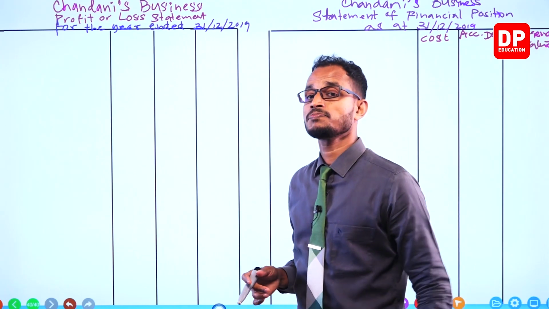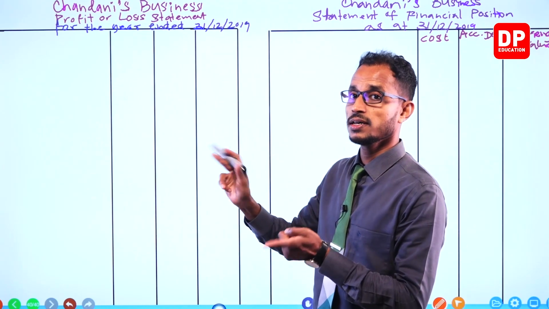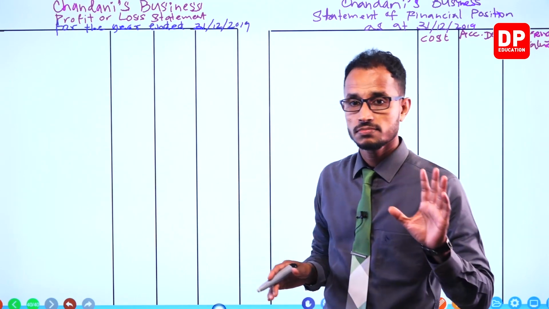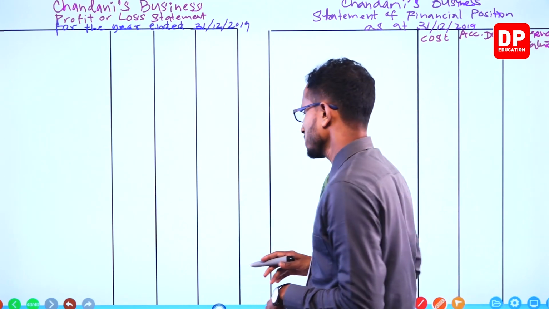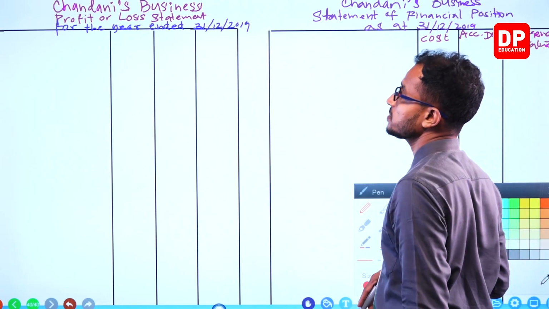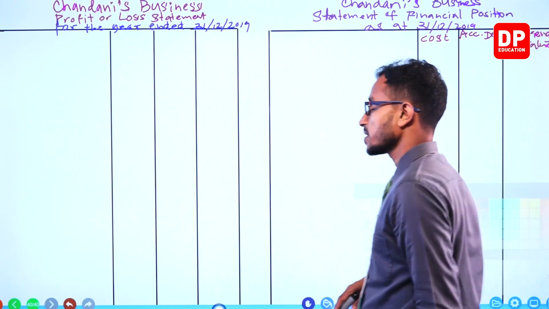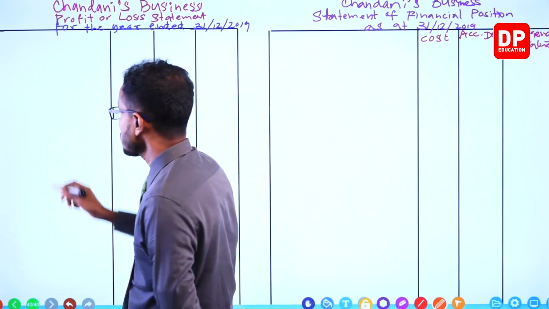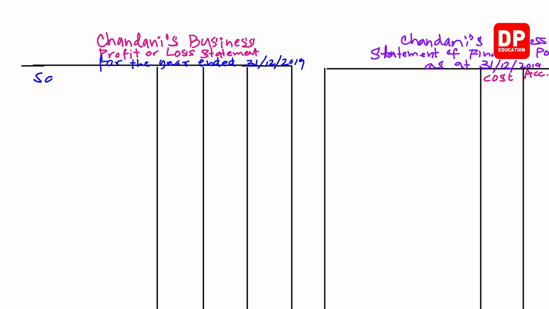We have to put the headers, the main items in both these statements. In the profit and loss statement, on top you have sales, then you have cost of sales.